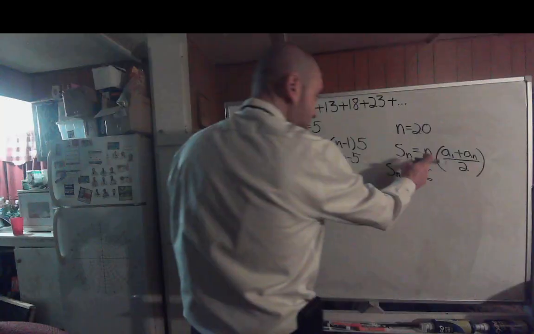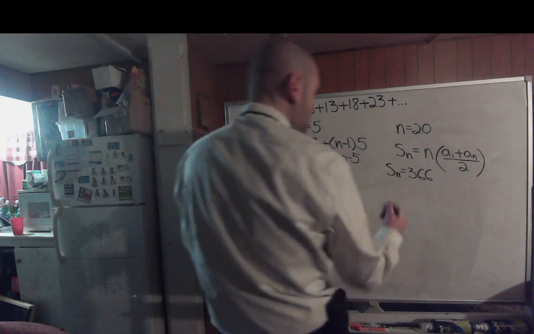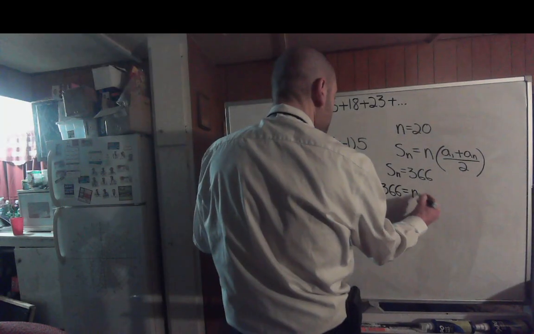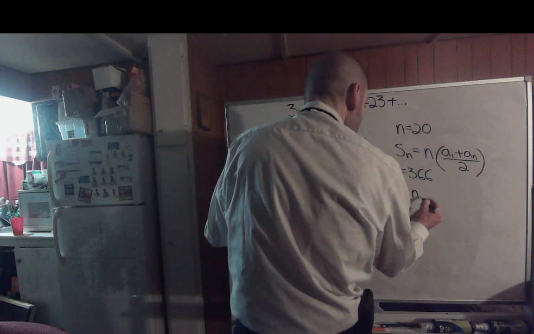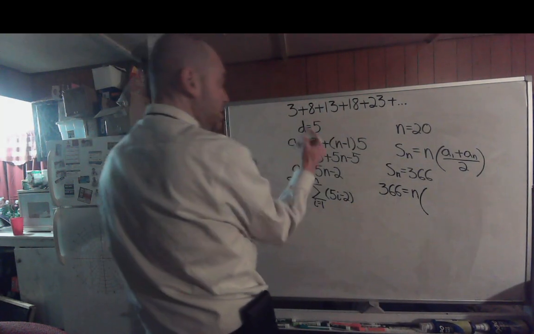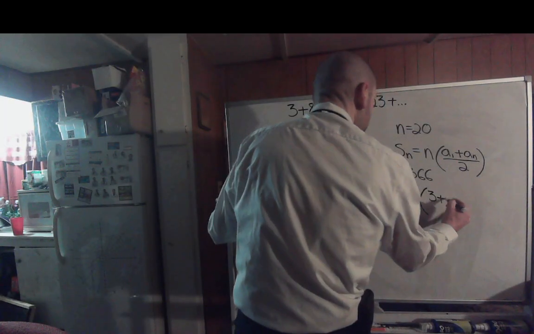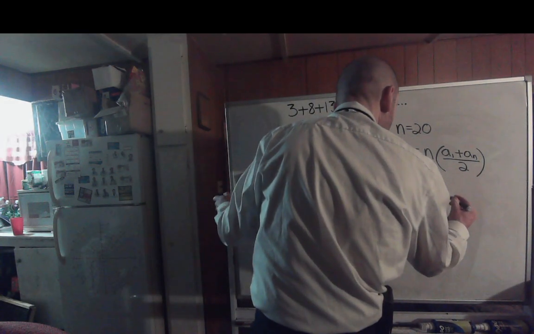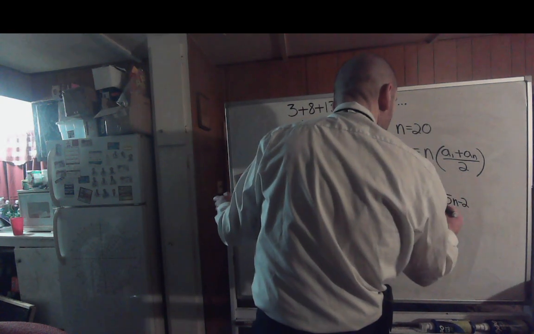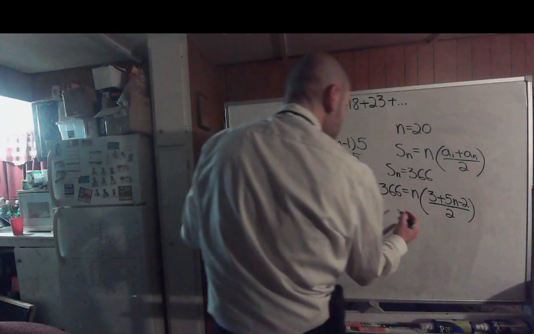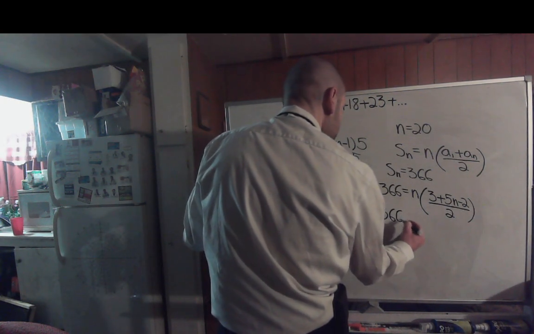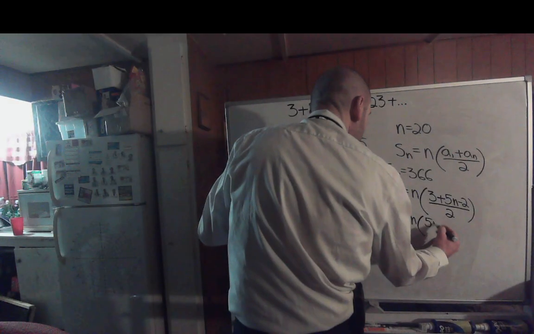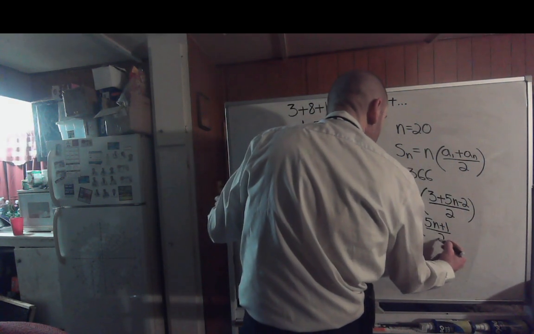Well, again, here's your sum formula, right? So plug this in here. You'll have 366 as your sum is equal to n, which we just don't know what that is, times the quantity of your a sub 1, which is 3, plus the a sub n. Well, a sub n is 5n minus 2, right? You'll just plug that in, divide all that by 2. So this would become 366 equals n times the quantity of 5n plus 1 divided by 2.